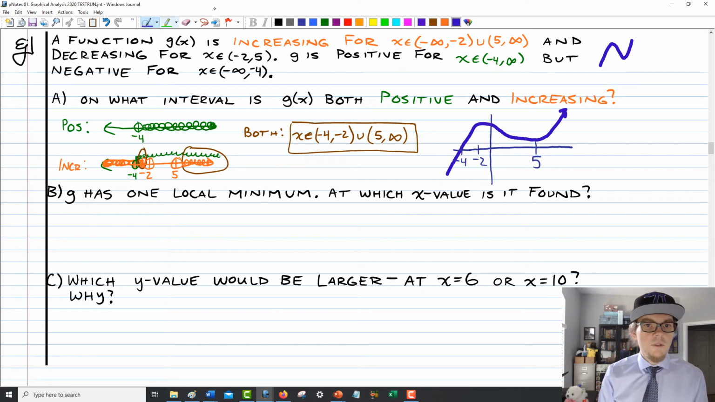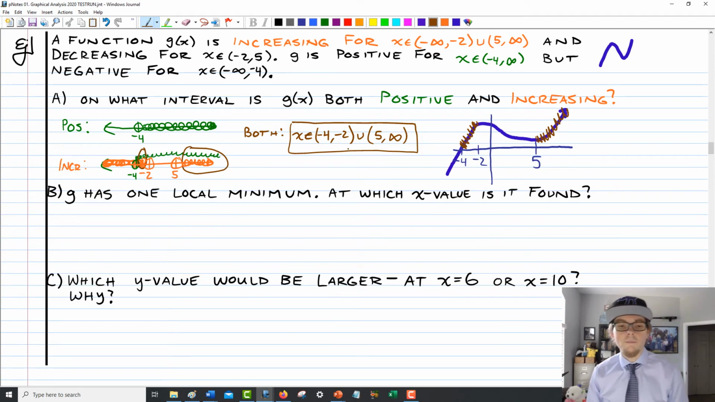If we approach it in this particular way, we're looking for the places where we are positive and increasing, and we can actually see that just on the graph. That's going to occur from here to here, and also going to occur from here to here. And that matches exactly what we had before. We're going from -4 to -2 and 5 to infinity.